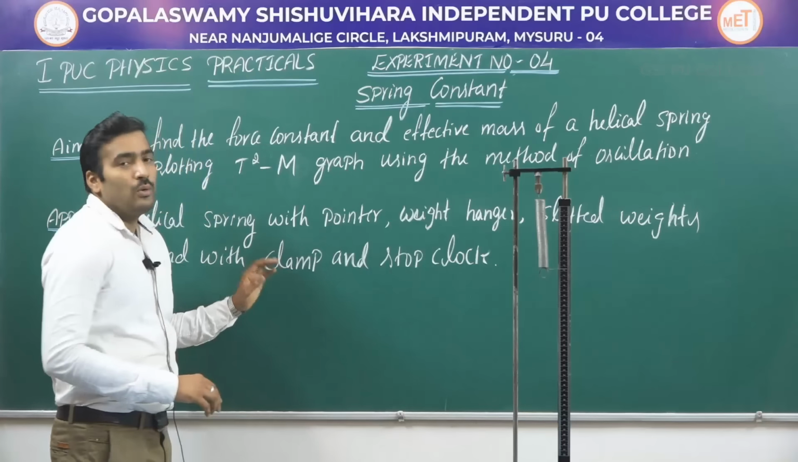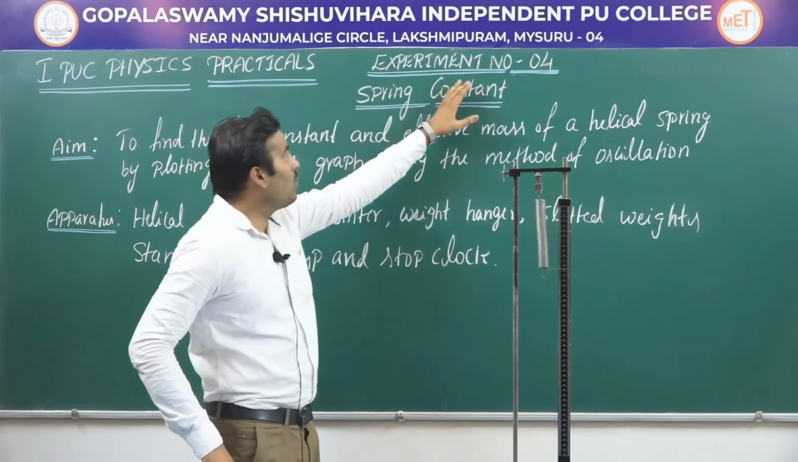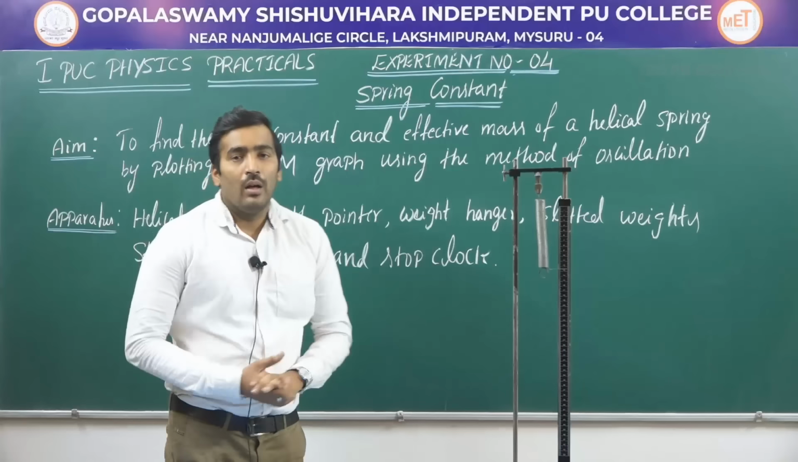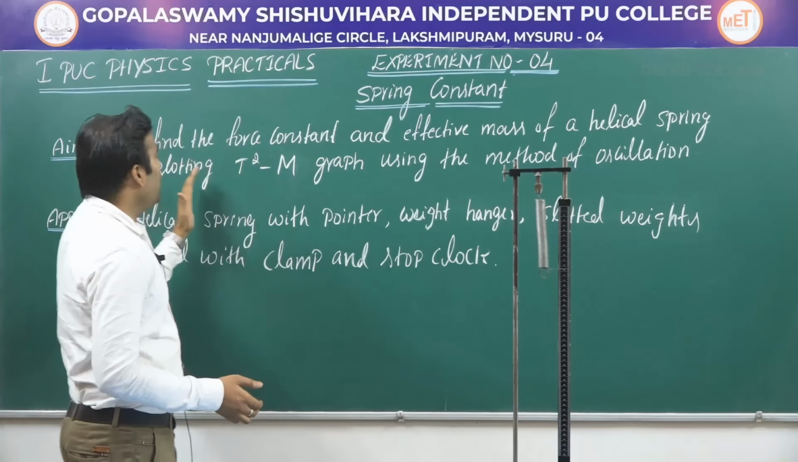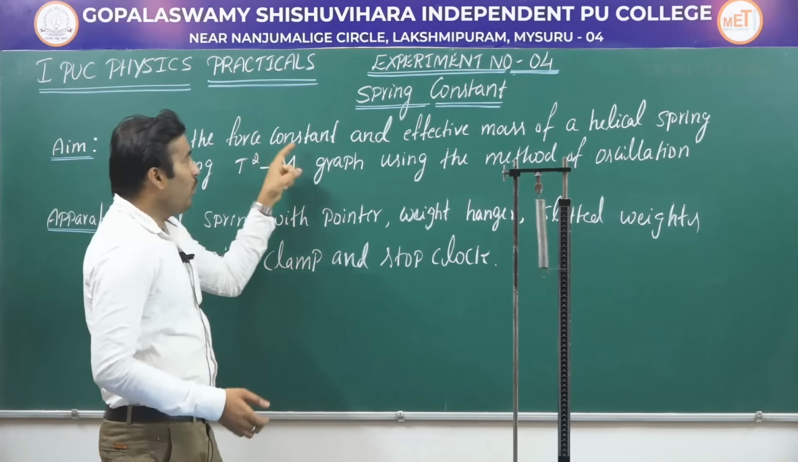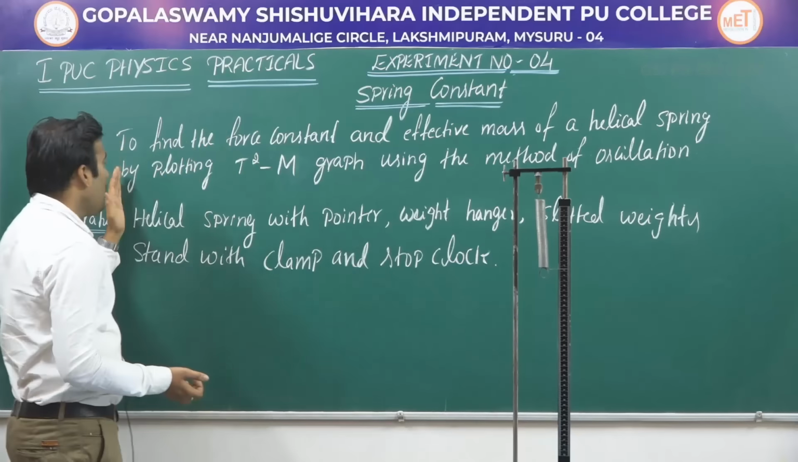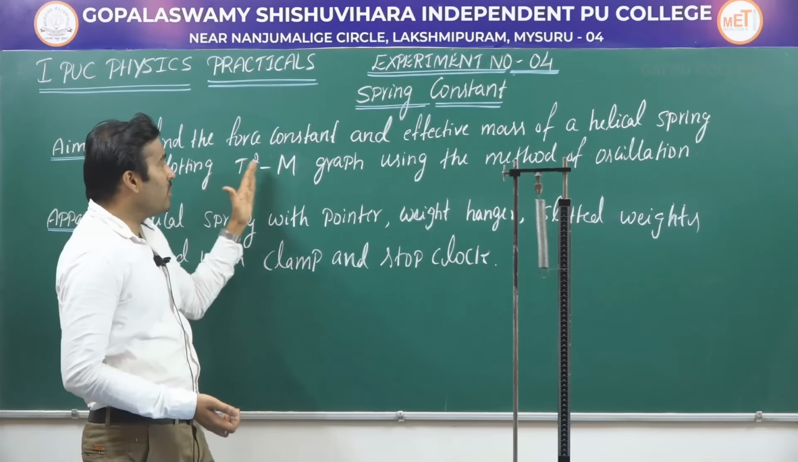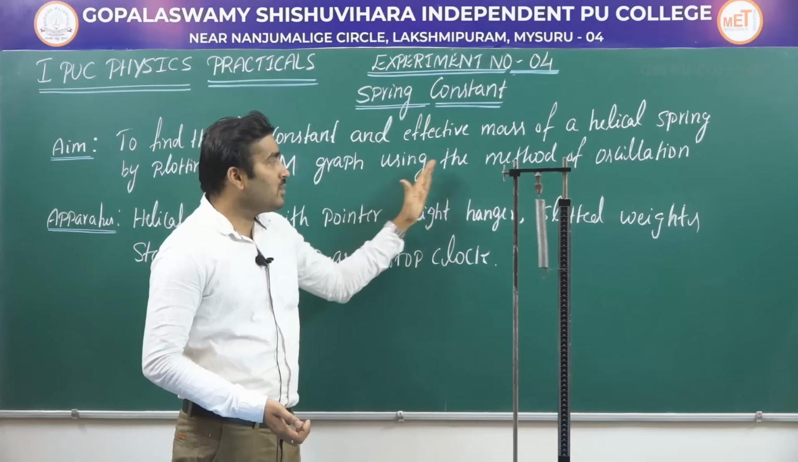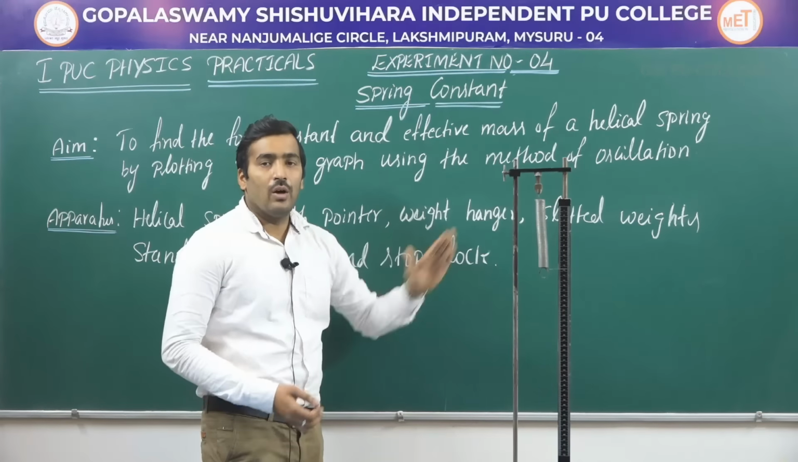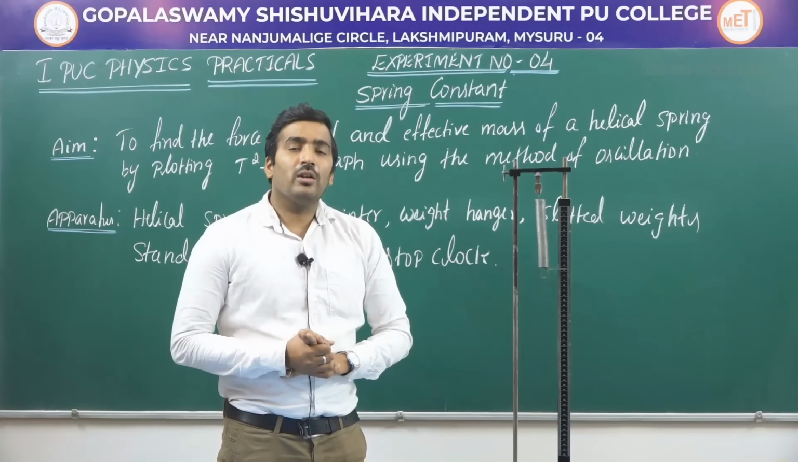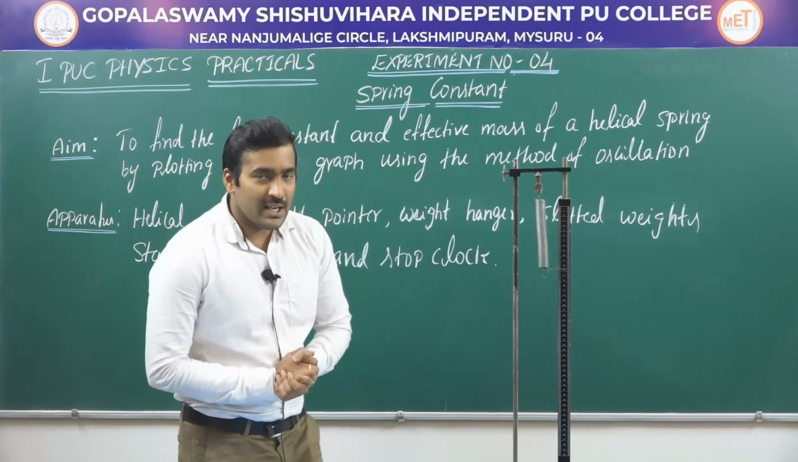In this session, we will be learning experiment number 4, spring constant. The aim of this experiment is to find the force constant and effective mass of the helical spring by plotting T square versus M graph using the method of oscillations.